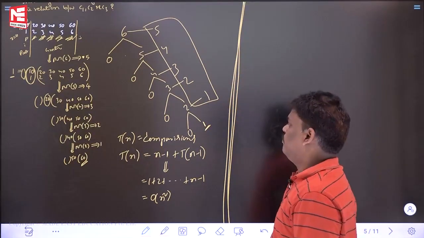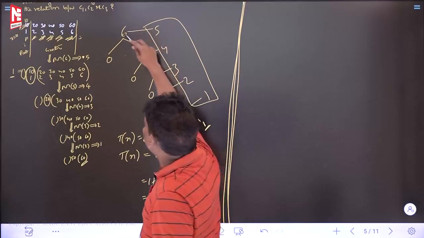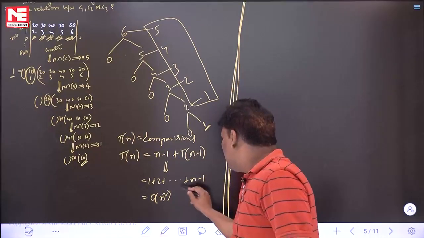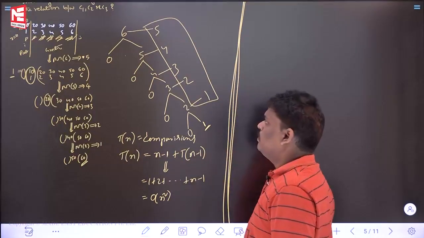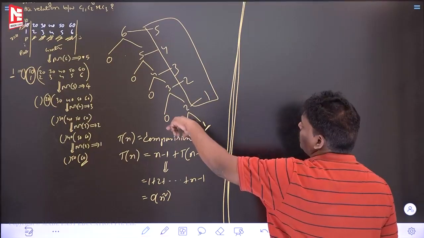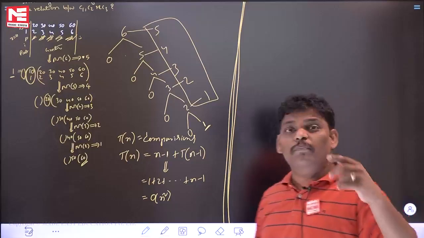N square. Right, n square. So this kind of tree will come. See this one, sum of 6 elements is given, sum of 5 natural numbers. Right, n elements are given, sum of n minus 1 natural numbers, n square. If you give this kind of input to the quicksort algorithm, it will take n square comparisons.